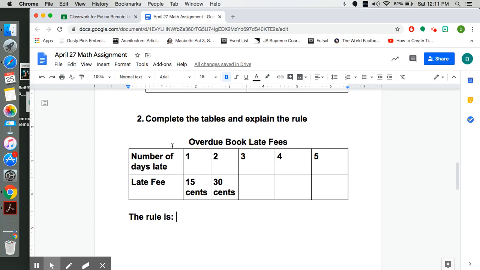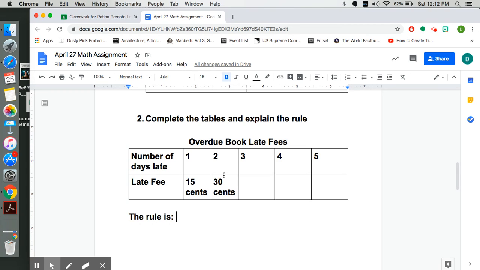So in this one, we've got the number of days late and then the late fee. So if you have 1 day of overdue book, you have 15 cents of a late fee. If you have 2 days of an overdue book from the library, then you have 30 cents of a late fee. All right, so I would ask you to figure out what is the difference between these two numbers? How do I get from 15 to 30? What number do I have to add? So go ahead and pause the video, see if you can figure it out.